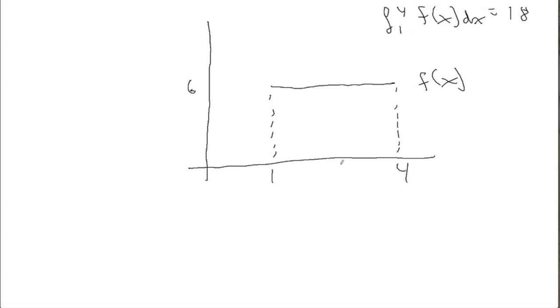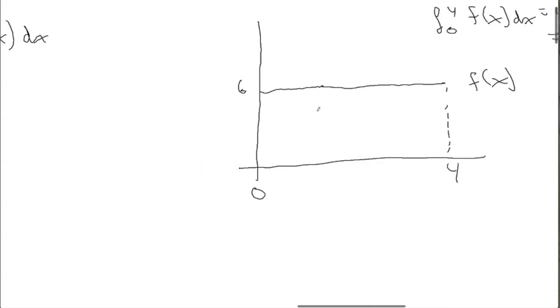Well, why did I do 1 to 4? Why make my life difficult? Let's do this. All right, what's this? 24. Yeah, it's a base of 4, height of 6, so it's just 4 times 6. So everyone knows what area means when you have a rectangle. When you have a rectangle, area is base times the height.